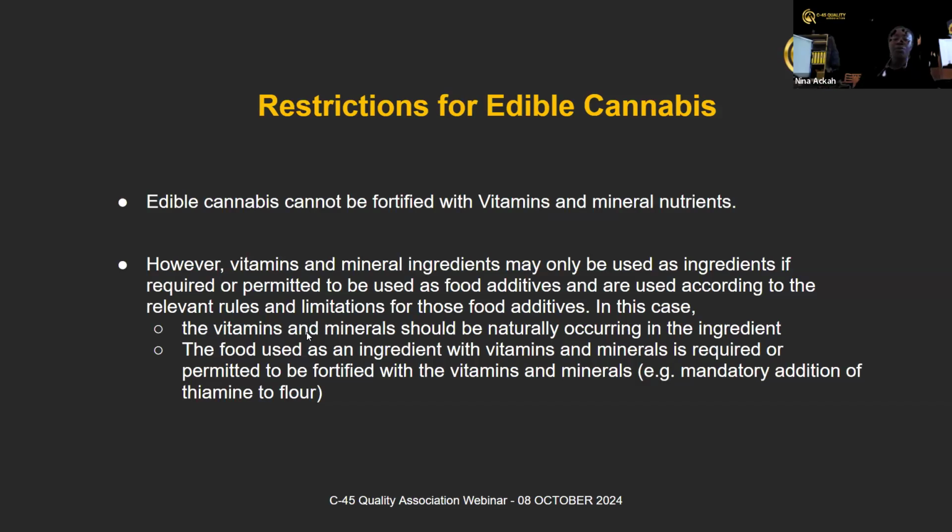Other restrictions for edible cannabis: they cannot be fortified with vitamins or mineral nutrients. However, vitamins and mineral nutrients may only be used as ingredients if they are required or there is a regulatory permission for them to be used as food additives, and they are used in accordance with relevant rules and limitations for those food additives. And in this case, the vitamins and minerals must be naturally occurring in the ingredient that is intended to be used in the formulation of the edible cannabis. And the food used as an ingredient with the vitamins and minerals is required or permitted to be fortified with those vitamins and minerals. For example, in flour, there is a mandatory requirement to add thiamine to flour. So that's vitamins and mineral nutrients composition for edible cannabis.